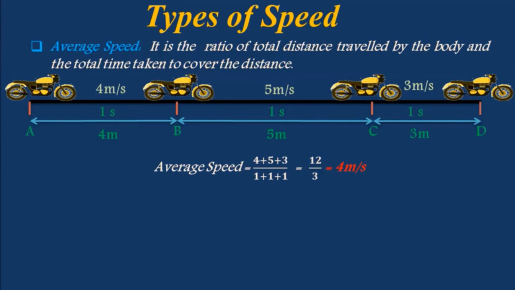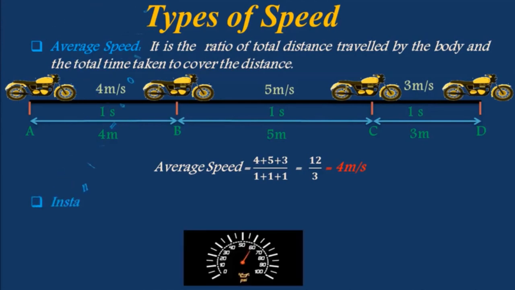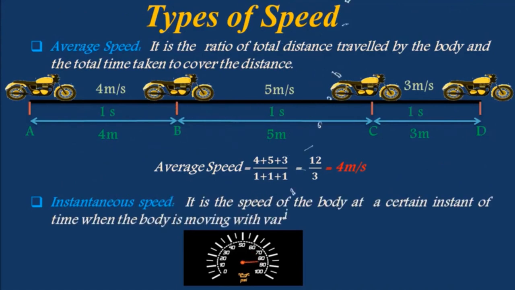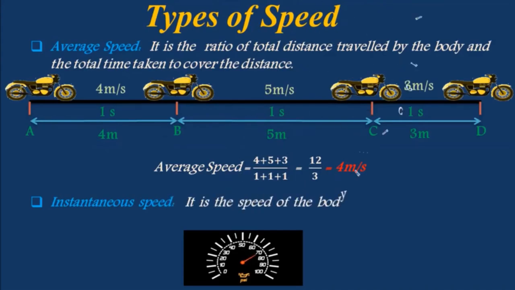Next one, instantaneous speed. In daily life we are observing this on the motorbikes and also cars. It is the speed of the body at a certain instant of time when the body is moving with variable speed.